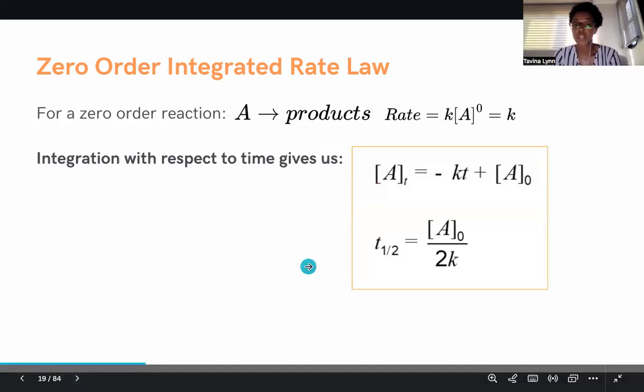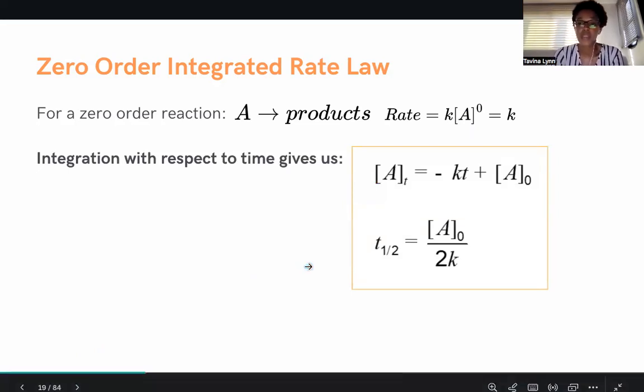If we integrate with respect to time, this is the form of our integrated rate law, where the concentration of A at time t equals negative kt plus the initial concentration of A. If we plug in 1/2 of the initial concentration of A for the concentration of A at time t, we get t 1/2 equals the initial concentration of A over 2k.